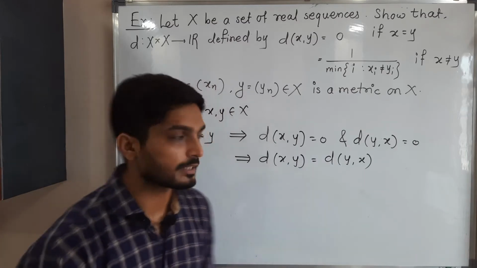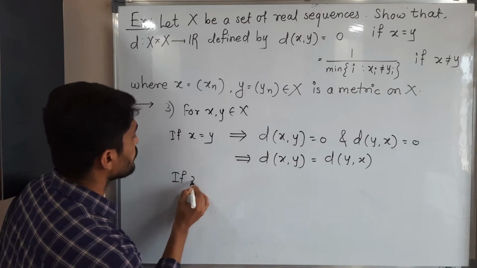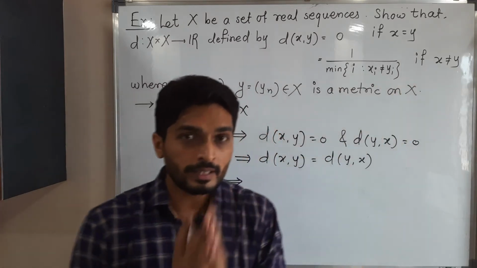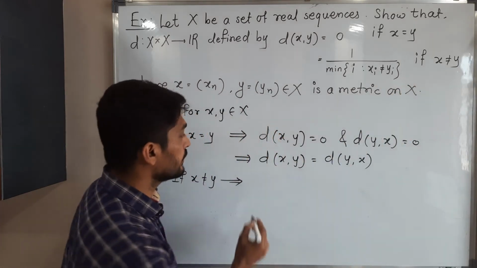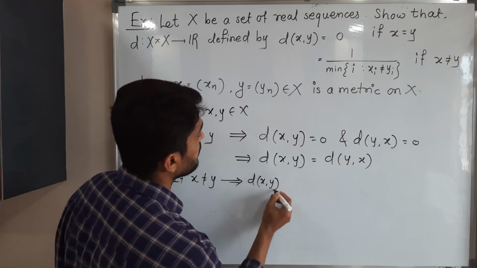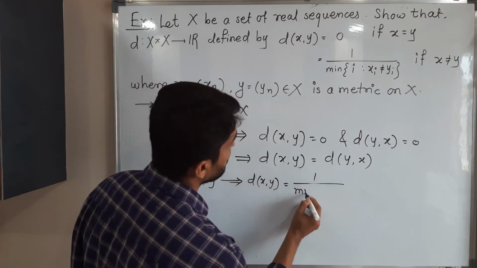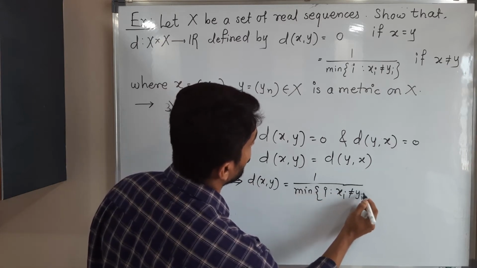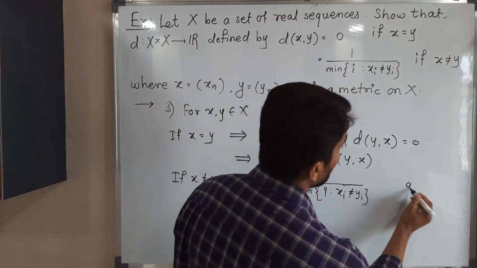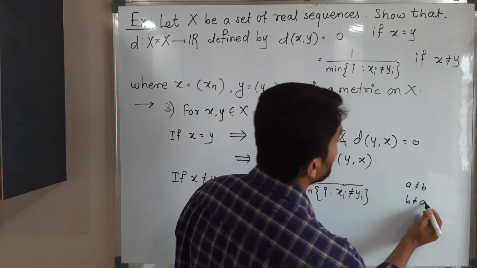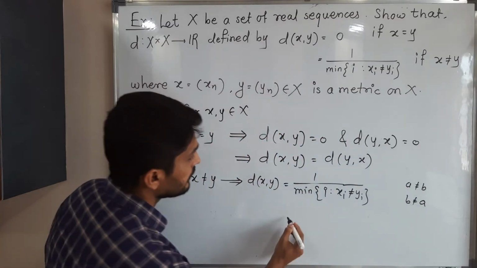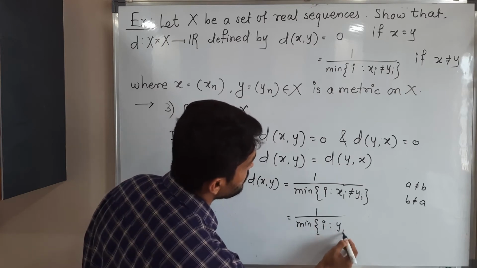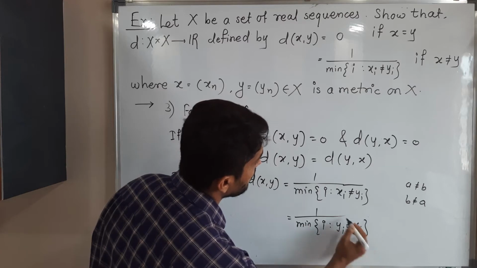Okay, but let us go for the second case also. What is the second case? The second case is obviously x is not equal to y. See, if x is not equal to y, that means we have to follow the second definition, right? So therefore d(x,y), the second definition says its value is 1 upon the minimum of i such that x_i is not equal to y_i. Tell me, a is not equal to b is the same as b is not equal to a. Agree with me? So here what can I write? 1 upon the minimum of i, which is the same as y_i is not equal to x_i.